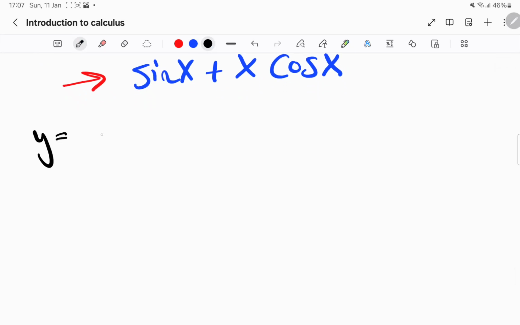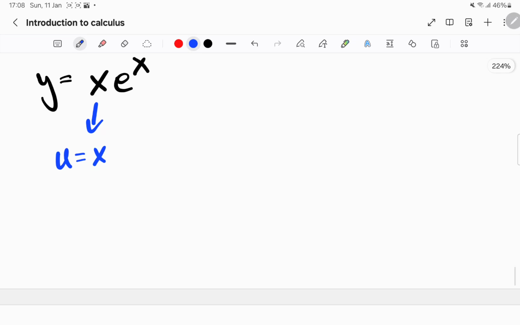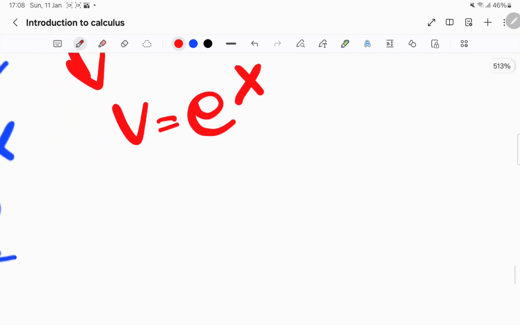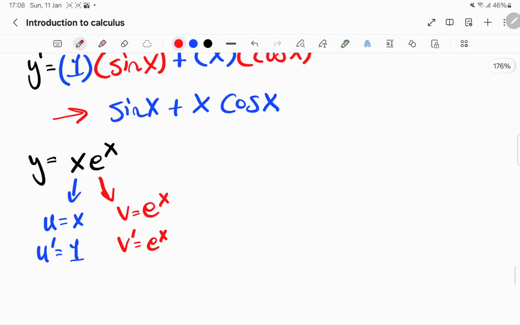Now, on to our third example of y is equal to x times e to the power of x. Again, same exact thing. u is equal to x. u prime is equal to 1. v is equal to e to the x, my apologies. And as you guys recall, the derivative of e to the x is simply e to the x. There's no change.